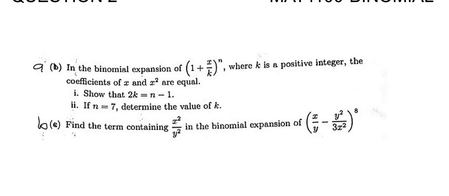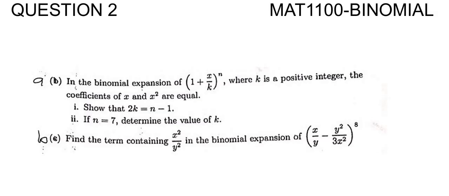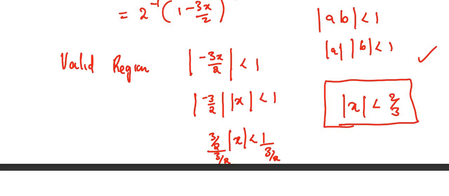Hope this is okay. Question 2, again, I added this binomial part just to spice up things to see if people actually understand the concept. So in a binomial expansion of 1 plus x over k to the power n, where k is a positive integer and the coefficients of x and x squared are equal, that's what they're saying, show that 2k is equal to n minus 1, right? So they're simply saying in the binomial expansion of this, where k is a positive integer, the coefficients of this. So according to this, we're simply going to take n to be as follows. So this is what we're going to have.